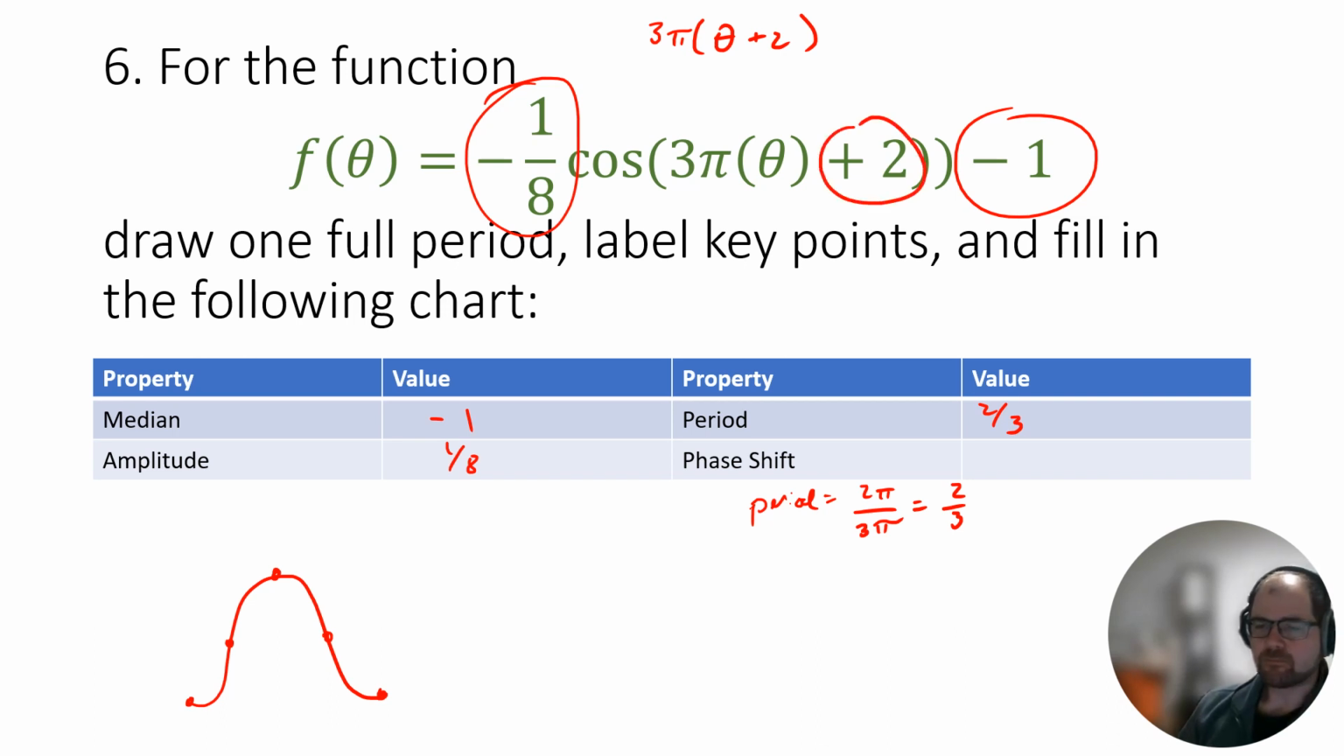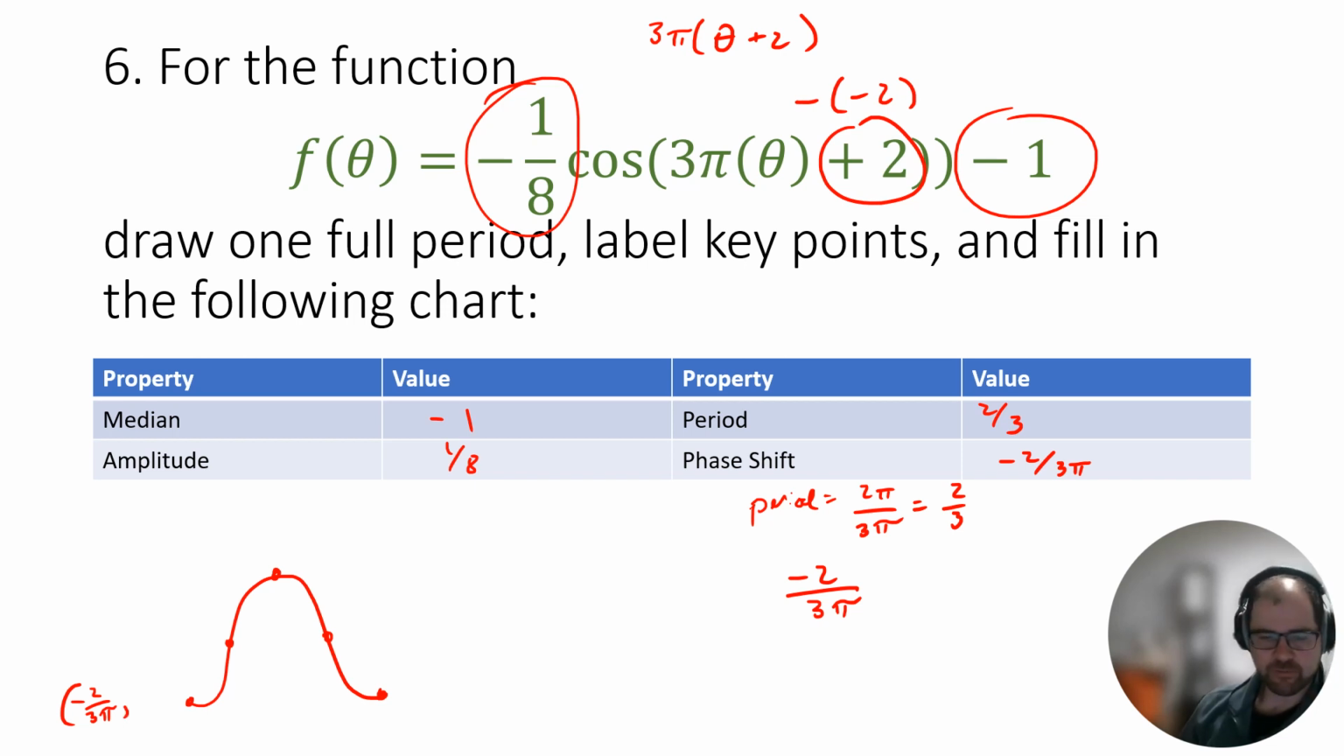So here we are simply adding a 2 there, which means that we have a minus 2. So the phase shift is minus 2 over the multiplier of theta, which was 3 pi. So that's just minus 2 over 3 pi. This tells me to start this curve at minus 2 over 3 pi, comma, the minimum value.